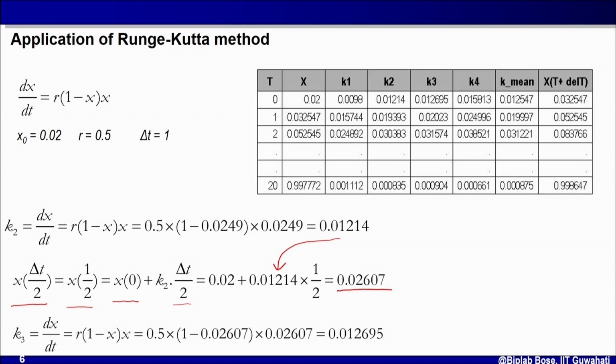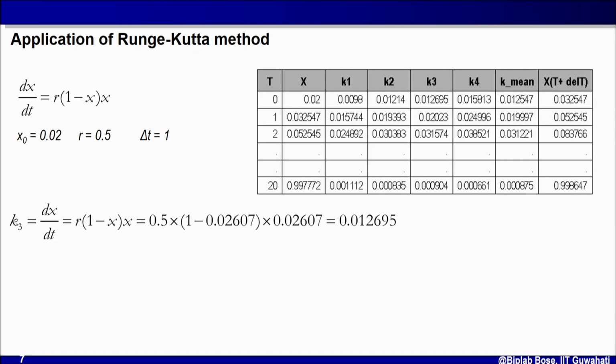So using this value, I will calculate the slope of a line drawn having a slope dx dt. So the numerical value of the slope, k3, which is the new slope, is equal to dx dt, which is r into 1 minus x into x. R is 0.5, 1 minus x, x I have calculated just now. These two values are for x, 0.02607. So if you multiply that, you get 0.012695. So I put that value here.